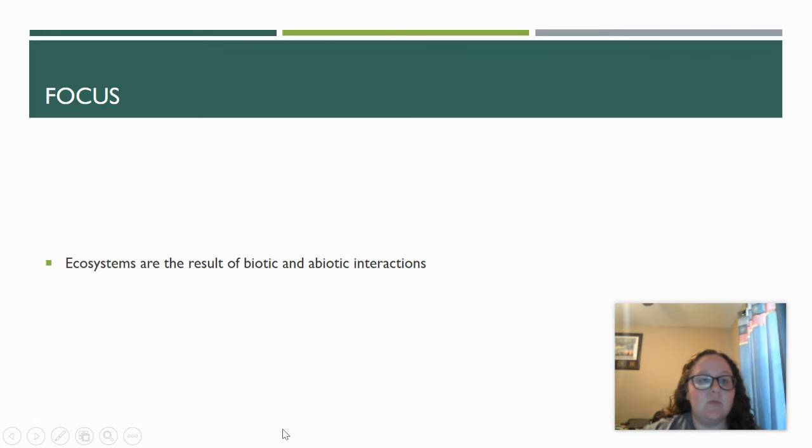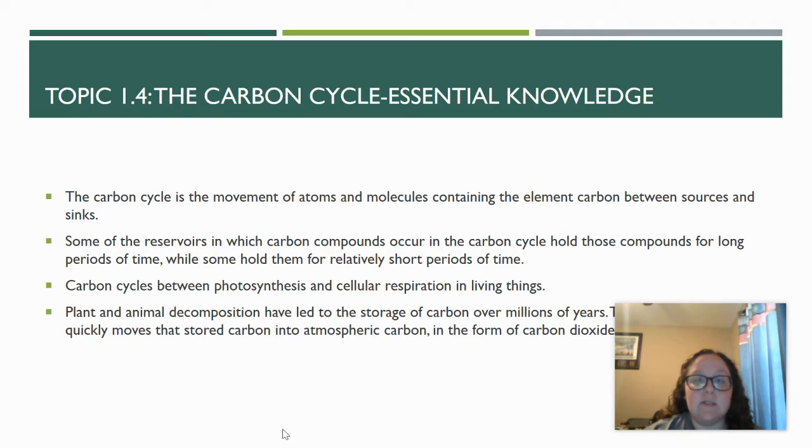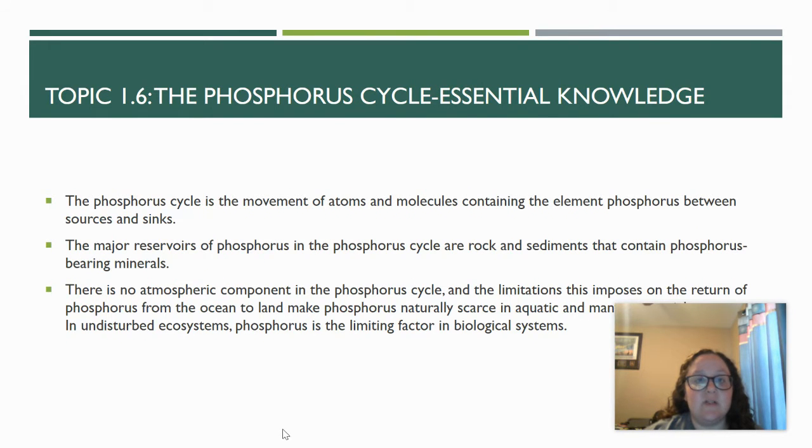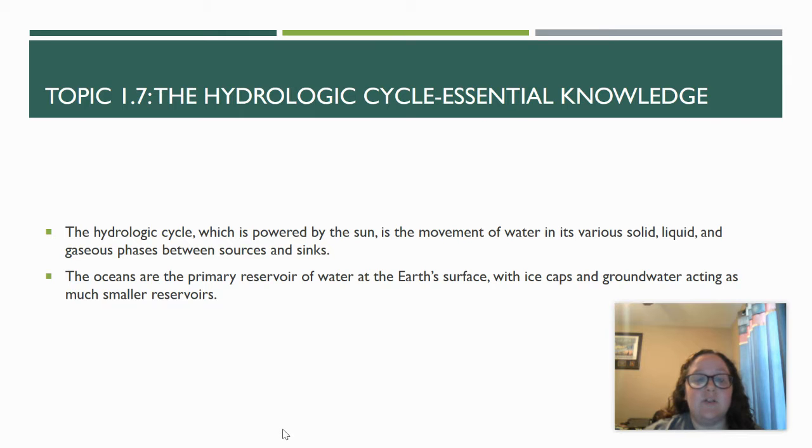Today's focus will be looking at the biotic and abiotic interactions in an ecosystem. And to do that, we will be looking at the carbon cycle, the nitrogen cycle, the phosphorus cycle, and the hydrologic cycle. We are too old to use the terms water cycle anymore, but that's just what this means. Do not use water cycle. We are talking about the hydrologic cycle.